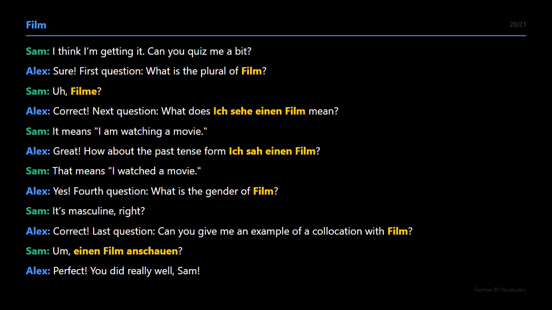Yes. Fourth question, what is the gender of Film? It's masculine, right? Correct. Last question, can you give me an example of a collocation with Film? Einen Film anschauen. Perfect. You did really well, Sam.